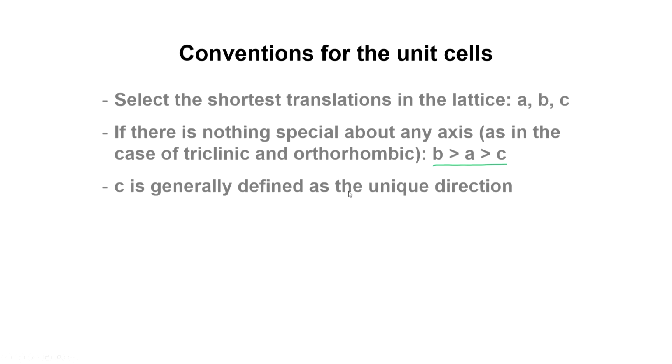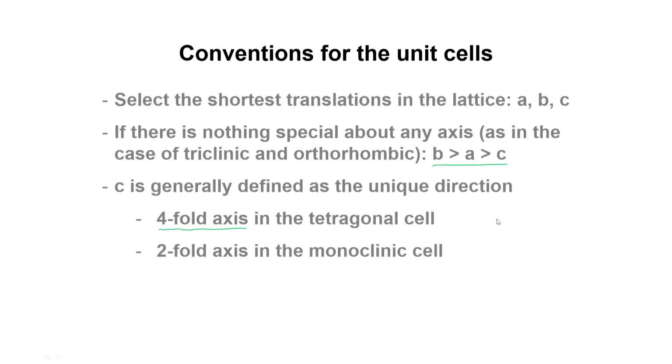Now, C is generally defined as a unique direction, but that may not necessarily be true in all cases. C generally defined as a unique direction means there is something special about C. In the case of the tetragonal cell, the 4-fold axis is a unique direction, and a general convention is that one can put the 4-fold rotational symmetry along the C direction. In the case of monoclinic cell, it will be the 2-fold axis that is going to be the unique axis, or if it is just a mirror on the base of the cell, then the mirror will be perpendicular to the C axis, and hence the C axis is the unique direction.